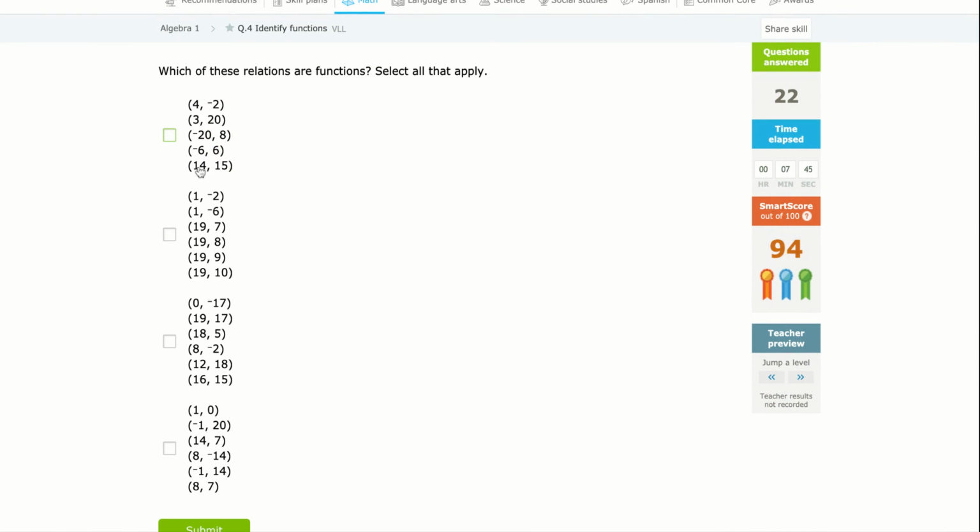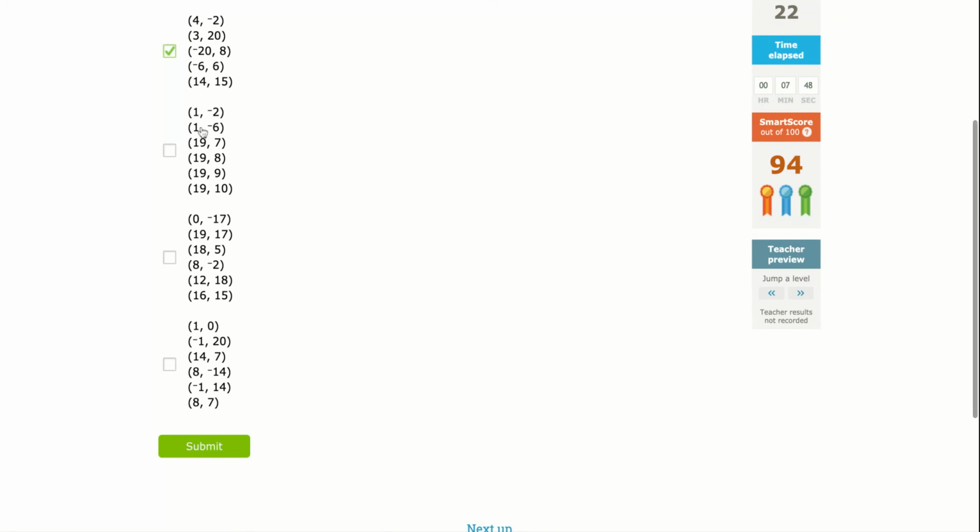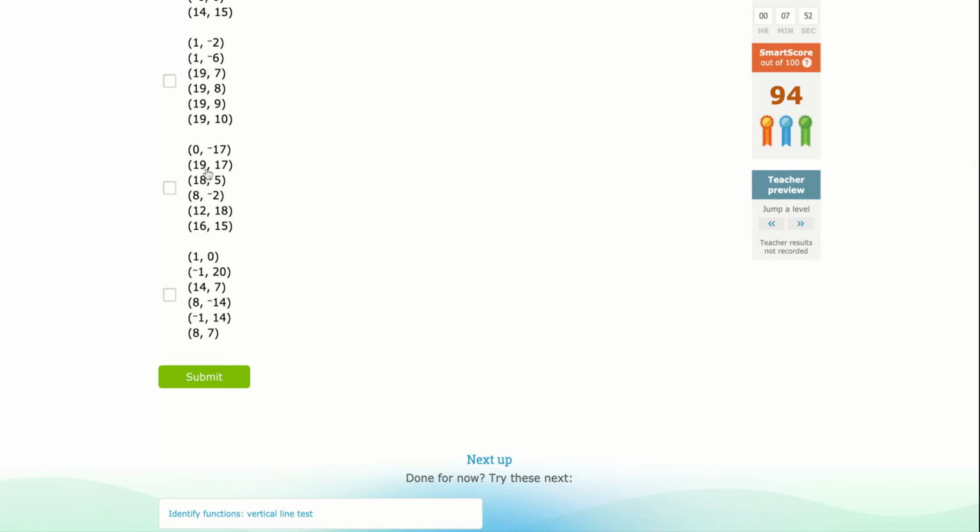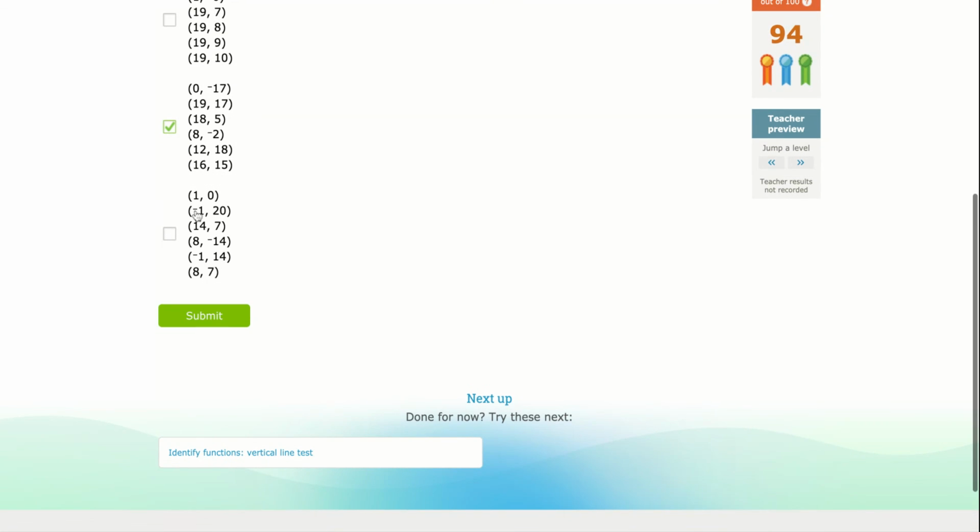Looking for repetition in x. I don't see it. That's a function. I see repetition in x right off the bat, not a function. 16, 12, 8, 8. No repetition in x. That's a function. Negative 1 goes to 20, goes to 14. That's not a function.